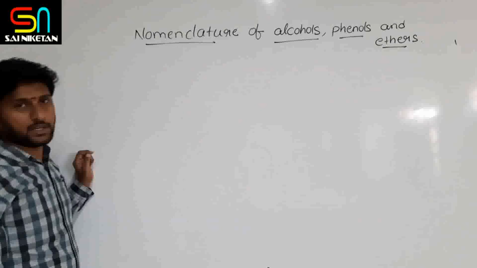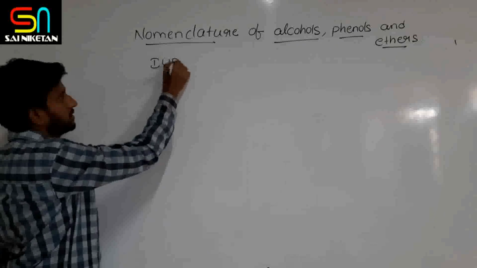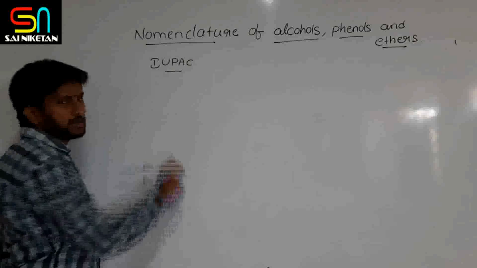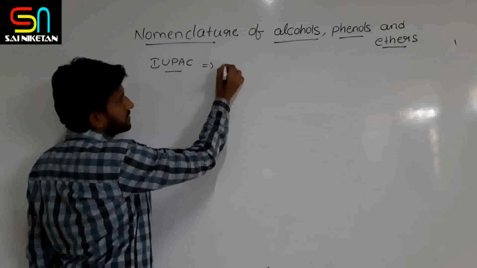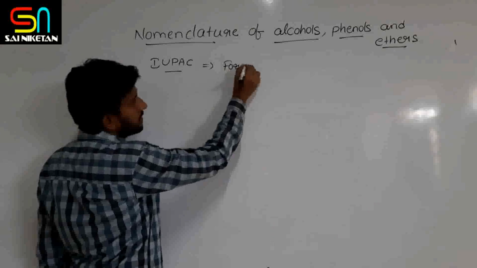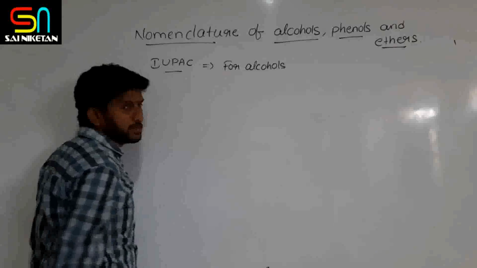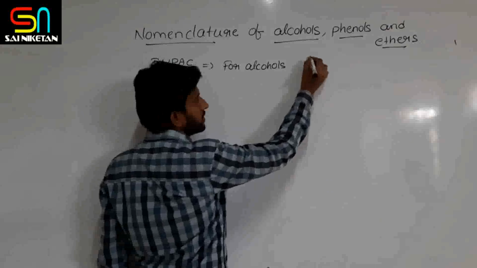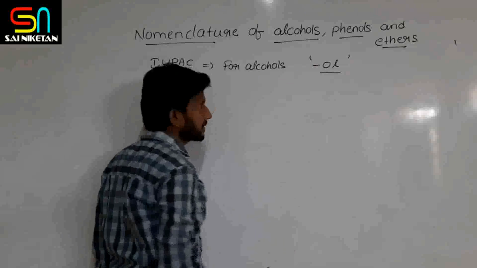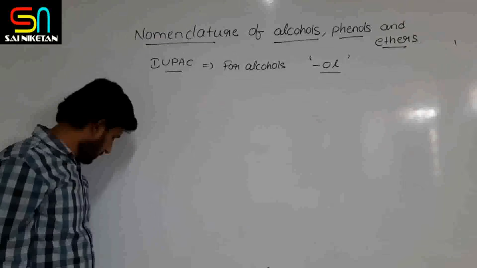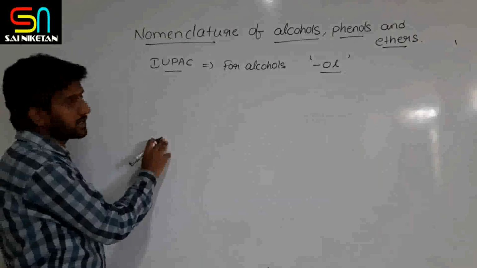In nomenclature, as you know, according to IUPAC rules, for alcohols, suffix used is OL, right? Let us see some examples under nomenclature.